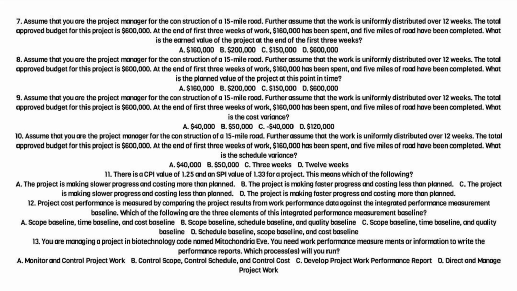13. You are managing a project in biotechnology code named Mitochondria Eve. You need work performance measurements or information to write the performance reports. Which processes will you run? A. Monitor and control project work. B. Control scope, control schedule, and control cost. C. Develop project work performance report. D. Direct and manage project work.